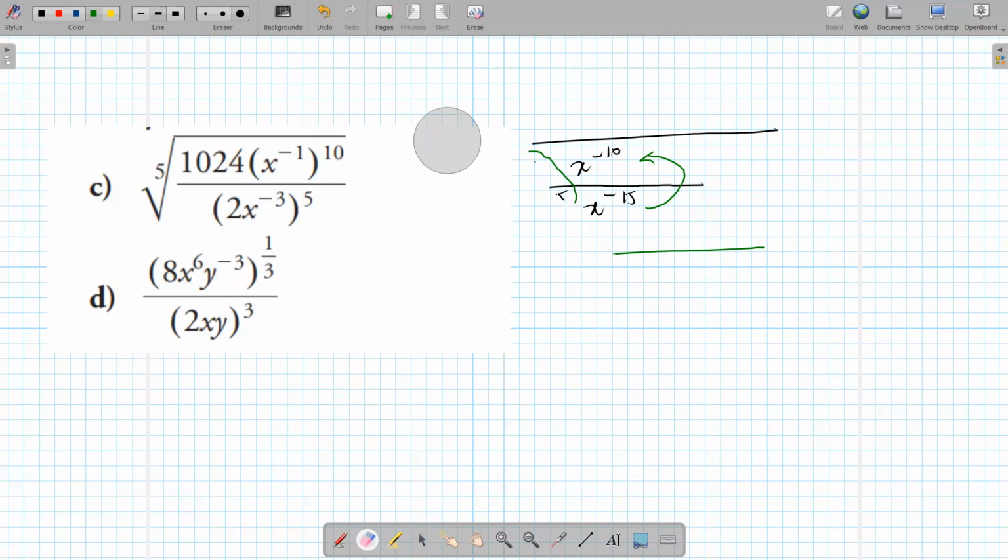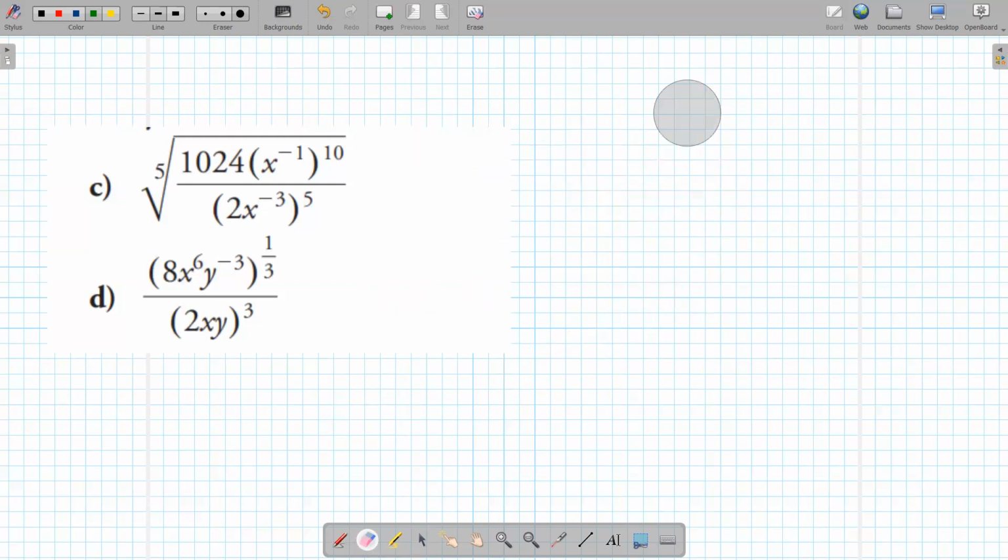D is going to be the same idea. We're going to apply this 1 over 3 to everything. So we get 8 to the 1 over 3. How many x's?